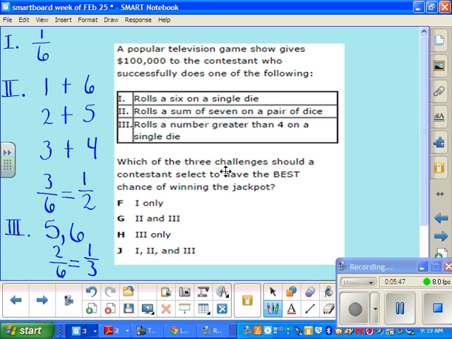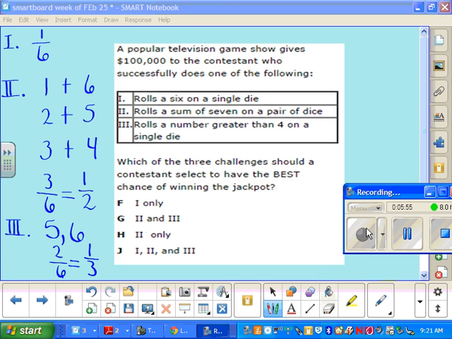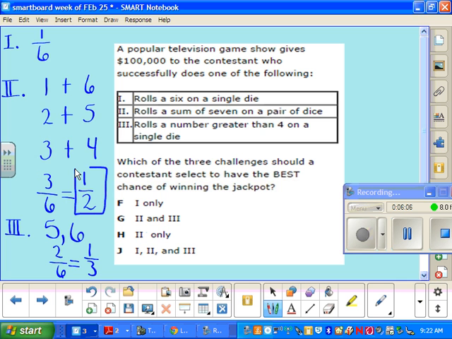So now we have to look at all of our probabilities and see which is the best chance of winning the jackpot. Number 1 is 1 out of 6. Number 2 is 1/2. And then number 3 is 1/3. So we're looking for the best chance of winning the jackpot, which would be our second choice, which is H, number 2 only.